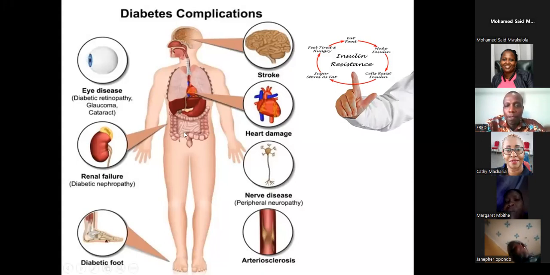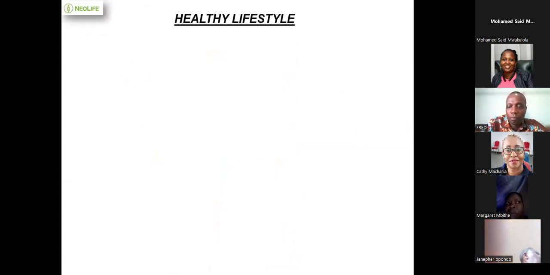Okay, so nerve disease can also result. And then we talk about insulin resistance. These are situations whereby you have a challenge with your body and the issue of insulin balance in the body. And that's an issue that can also be sorted out, as we are going to look at it just now.